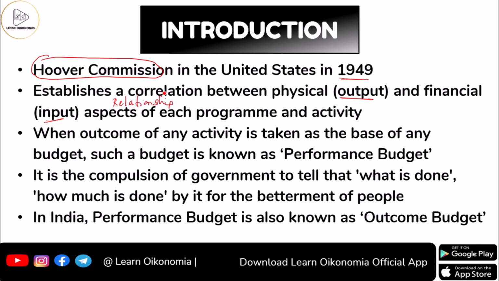Relationship between inputs and outcome or output. And whenever we consider outcome as the base of any budget, you call such budget a performance budget. Here the government deals with what is done, how much is done, and this is just for the betterment of people. And what does it mean by betterment of people? We deal with increasing welfare of people by this.